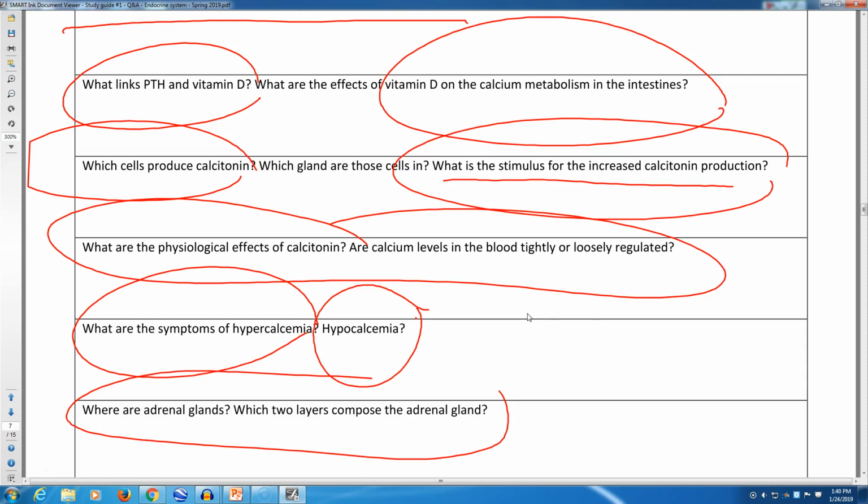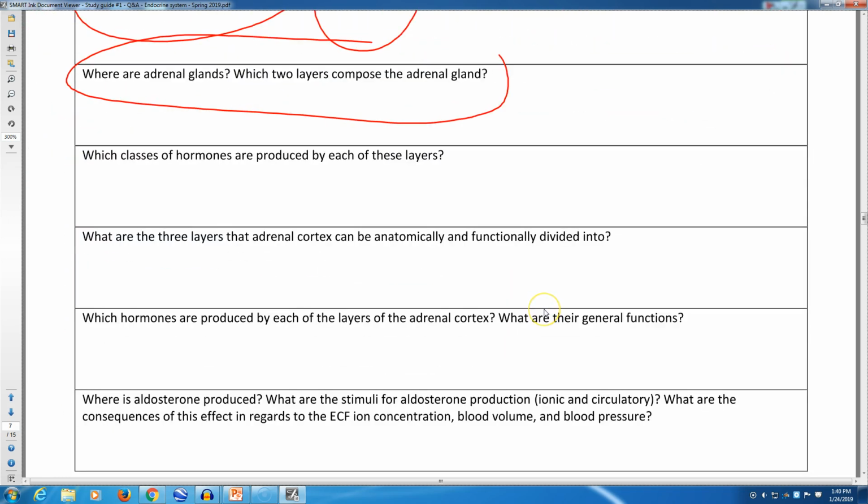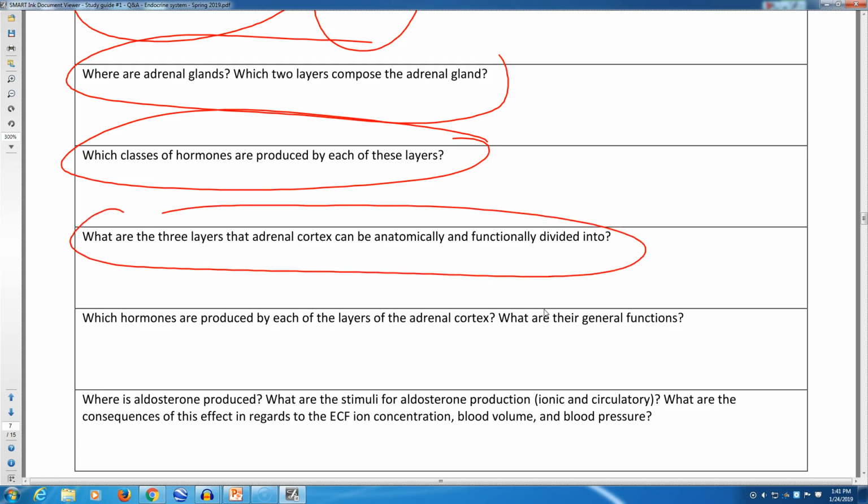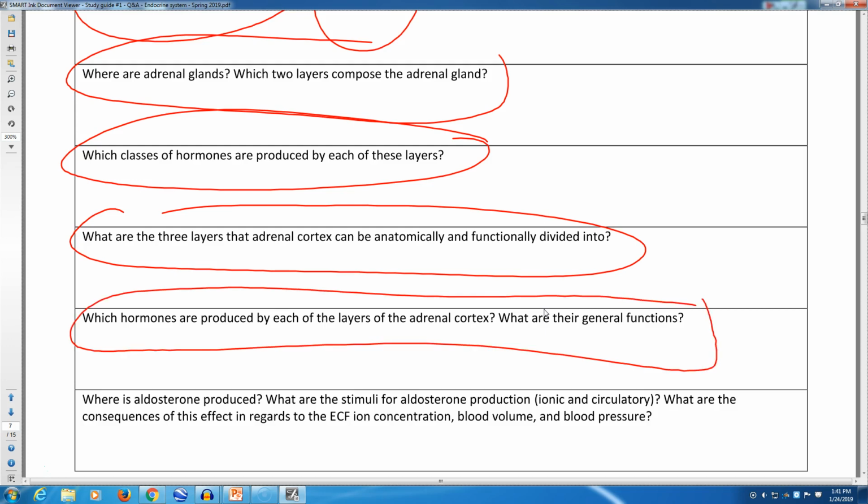Adrenal, cortex, medulla, you do have to know that. You kind of got the gist when we discussed the quiz today. Medulla, water soluble. Cortex, lipid soluble. 3 layers: zona glomerulosa, zona fasciculata, zona reticularis. I reserve the right to ask, cortisol is produced in, tell me, zona fasciculata, okay? I can do that. You need to know which zone produces which hormones.